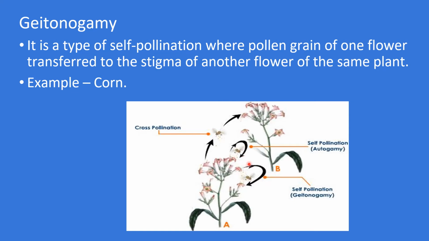Next is self-pollination by geitonogamy. Two flowers where the pollen grain is transferred from anther to stigma, and that act is known as geitonogamy. But in the next, cross-pollination, there are two different flowers in which the pollination occurs, and that act is known as cross-pollination.